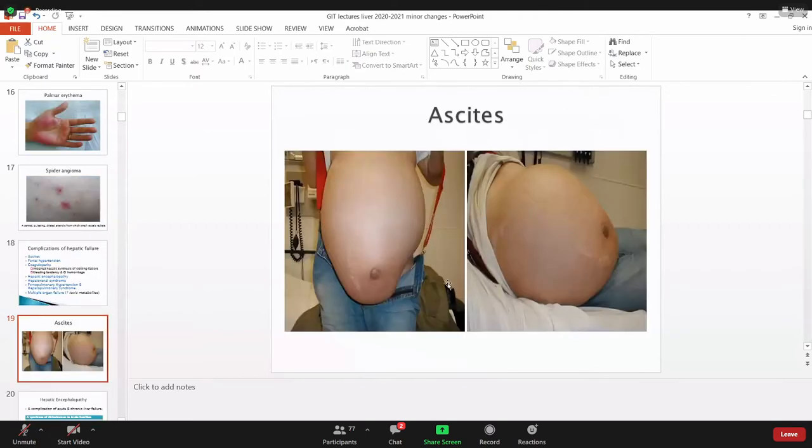Let's start with ascites. Ascites is a collection of excess fluid in the peritoneum, which normally has a very small amount of fluid around the organs. In people with hepatic failure, there is a collection of excess fluid inside the abdominal cavity, and we will talk about how ascites develops. We will discuss it in detail later on, okay?